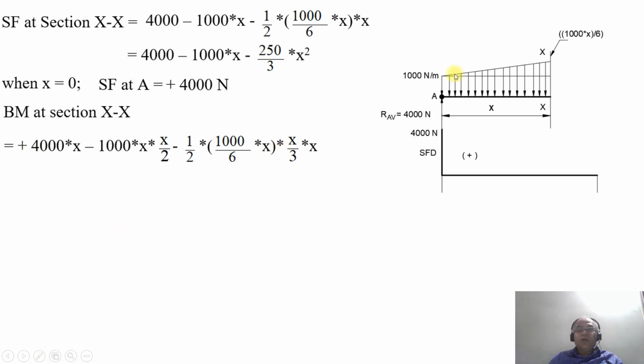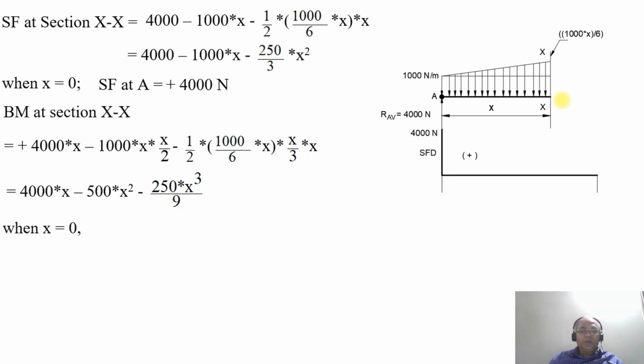So that means 4000 into X, that is load into this distance, minus the entire uniformly variable load, that is 1000 Newton per meter, so minus 1000 into X by 2, minus half into height, which is 1000 into X by 6, that is from here to here, into X, that is the base of the triangle, into the distance of center of gravity from the bigger end, which is X by 3, because we are considering the bending moment at this section XX. So on simplification, you will get it as 4000X minus 500 into X square minus 250 into X cube by 9.